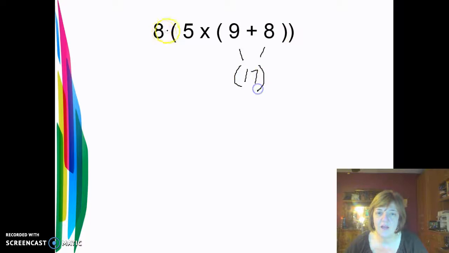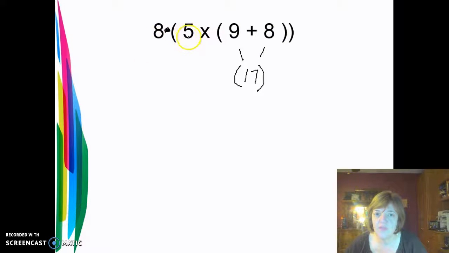But wait a minute. Some weird stuff going on out here. Look at this. We've got this 8 in front of this parenthesis. What in the world is that doing? And then we've got 5 times. So I want you to know, when you see a number in front of a parenthesis, we are multiplying. So technically, there could be an X there, or multiplication in algebra is just a dot. But if there's nothing there, that means it's 8 times whatever's inside.